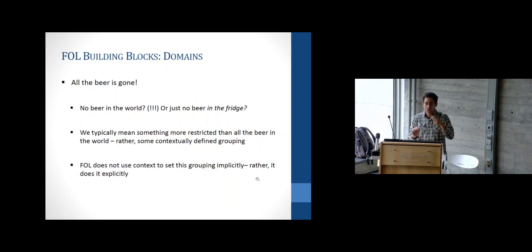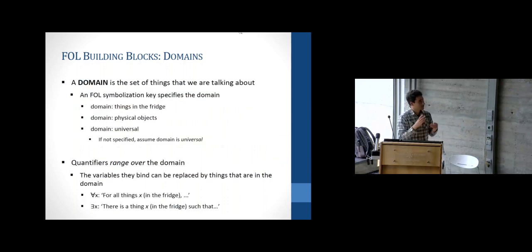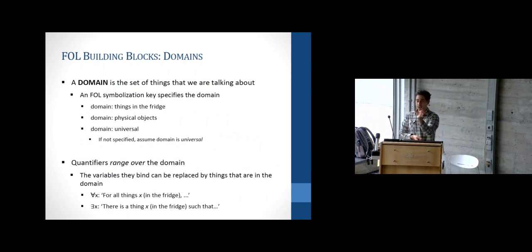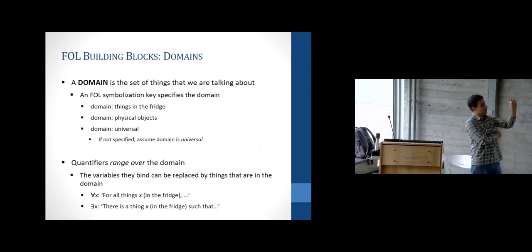And we just need to explicitly say what are all the things that we consider in every situation. Okay, this is called the domain. The domain is all the things that we're talking about in a particular situation. So this is another thing that comes up in the symbolization key that you give for an FOL sentence. You need to say what is the domain.